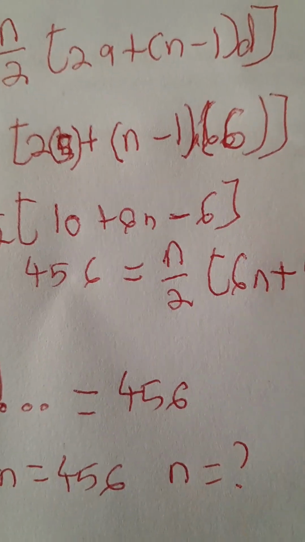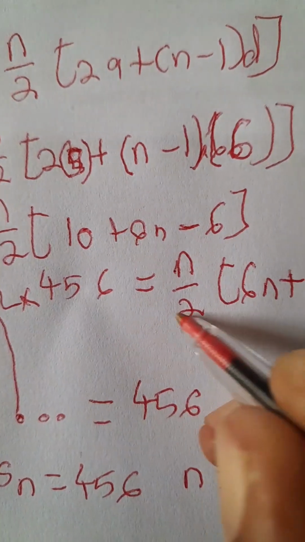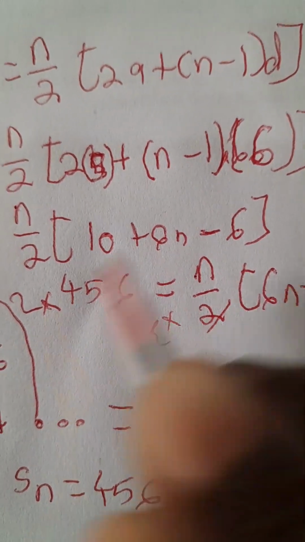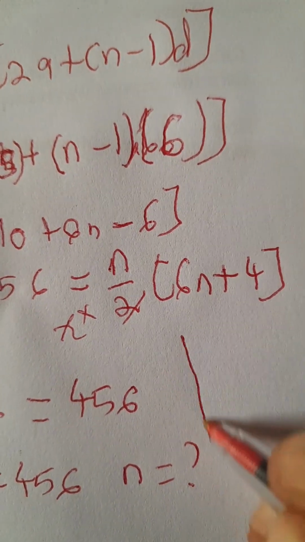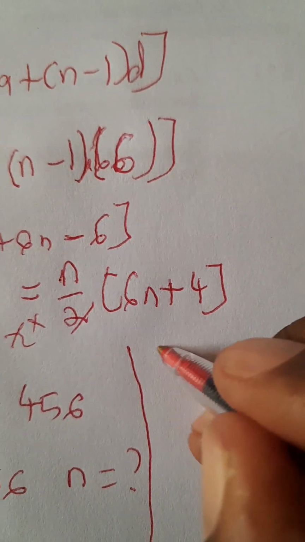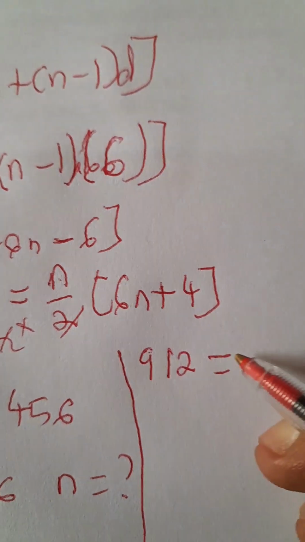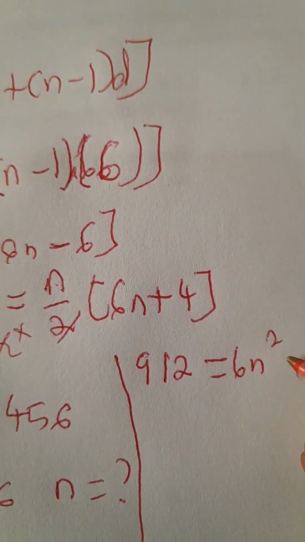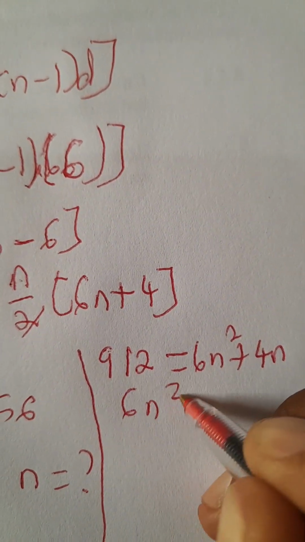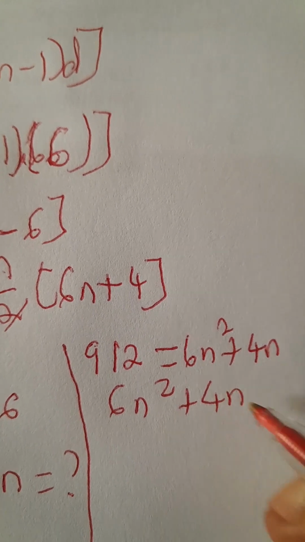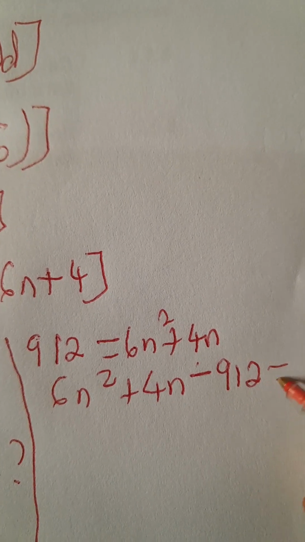To make life easier, we can multiply both sides by 2. We need to get rid of the fraction here. Multiply by 2, so the 2s cancel. Then 456 times 2 is 912. Then n times 6n is 6n squared, and n times 4 is 4n. Let's write this in standard form: 6n squared plus 4n. Take 912 to the other side, and it becomes minus 912.